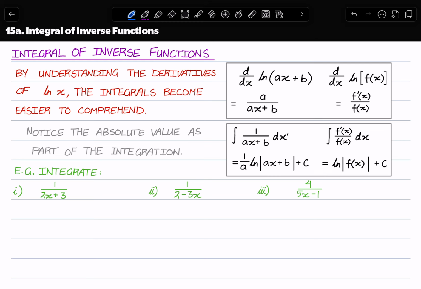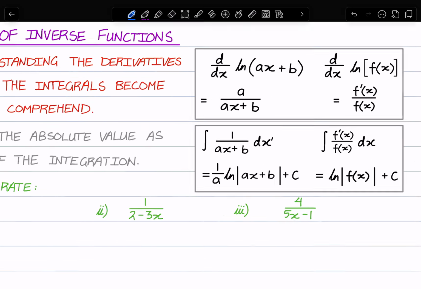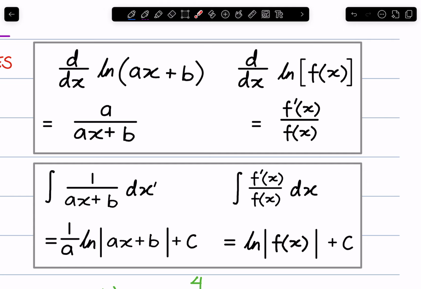Hello class, this is a video tutorial on the integral of inverse functions. By understanding the derivatives of ln of x, the integrals become easier to comprehend. So we've done many of these before, I'm sure we're familiar with them now.